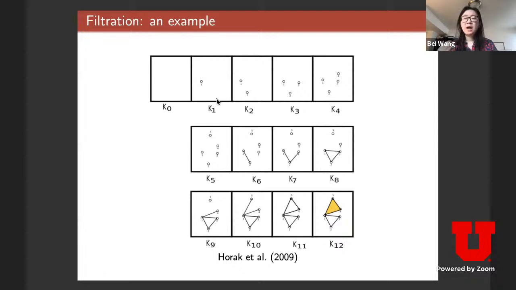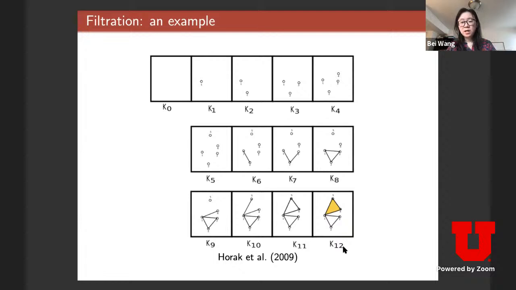So in this case, I'm adding vertex 1, vertex 2, forming K2, vertex 3 forming K3, vertex 4 forming K4, vertex 5, okay? And now I've added all the vertices. Now I'm going to add the edges. So I can add the edge connecting 1 and 2, the edge connecting 2 and 3, the edge connecting 1 and 3, and then the ones connecting 1, 4 and 1, 5. Up until K11, I have just added all the edges. And now in K12, I am adding a triangle.